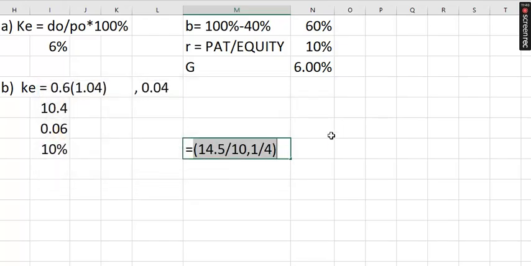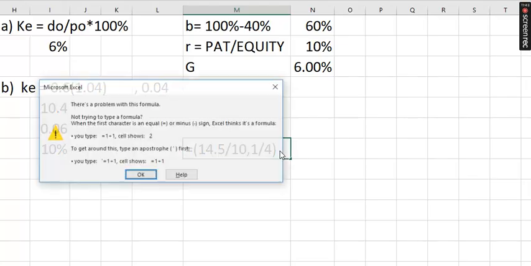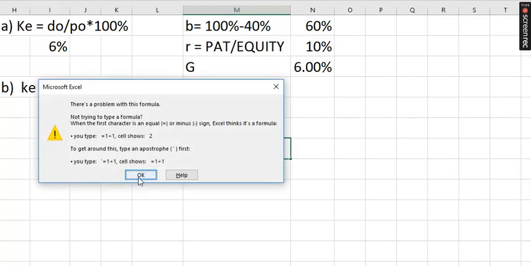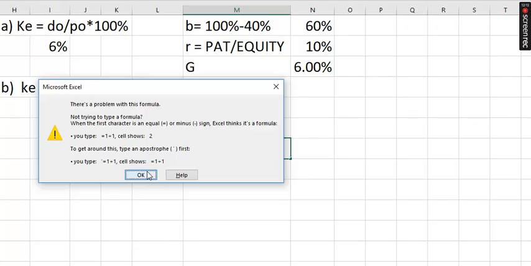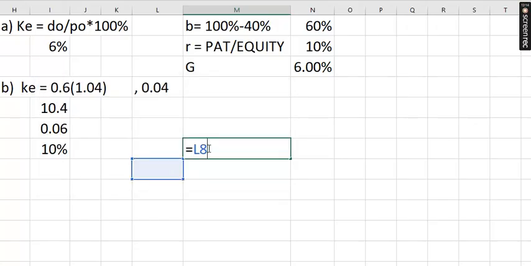What's wrong? This one is not functioning. So 13.5 over 10. How do we do this? Wait, I should stop the video. I should do it again.